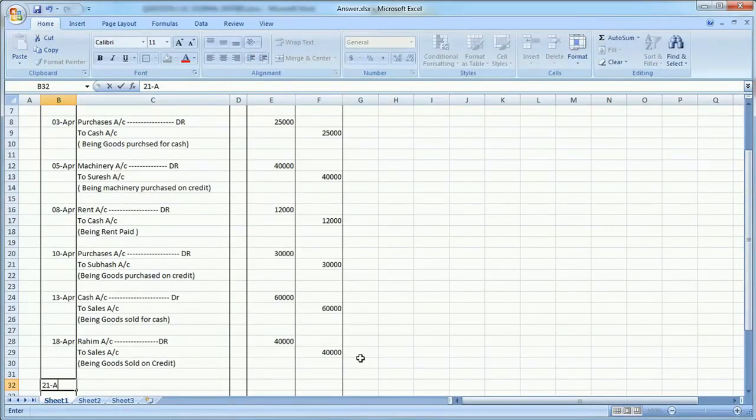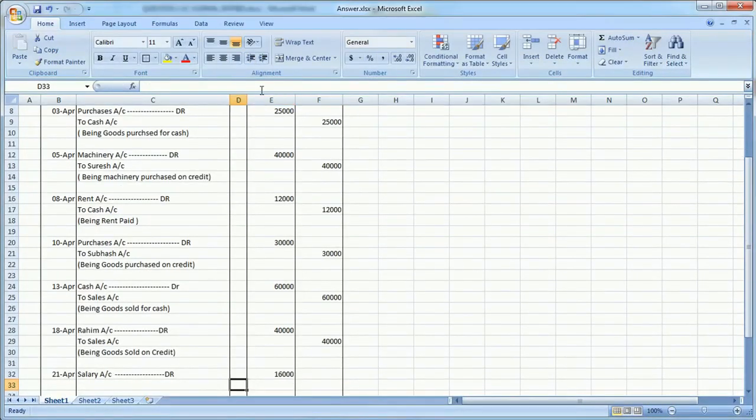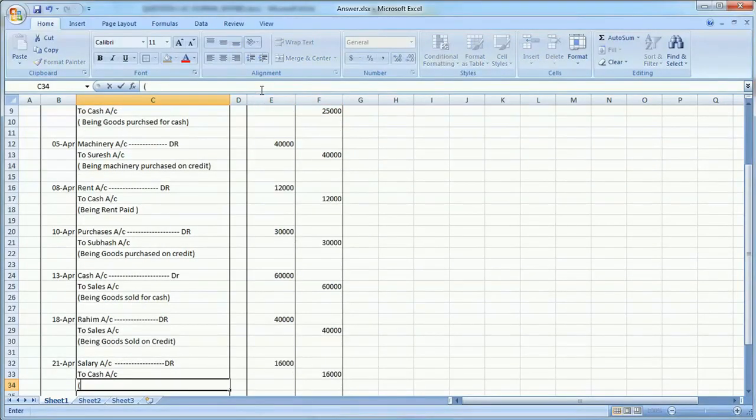21st April salary account debit. The amount was 16,000 rupees to cash account 16,000 being goods sold, not being goods sold, being salary paid in cash.